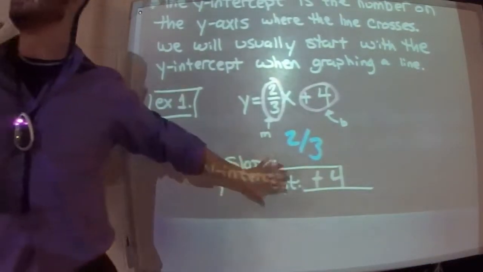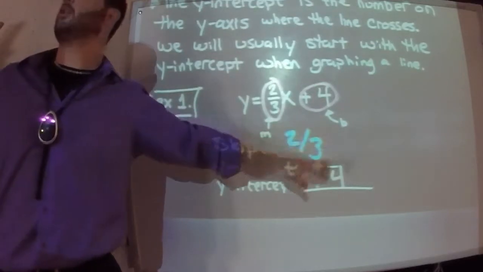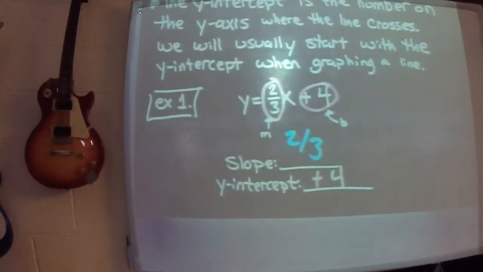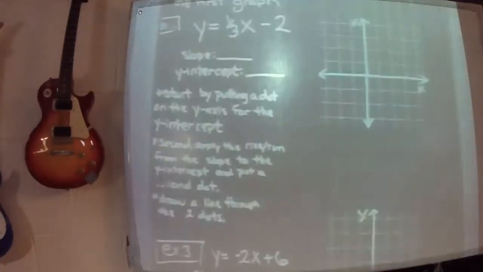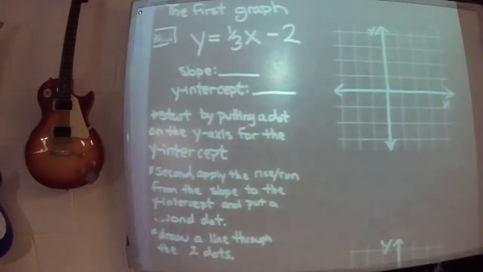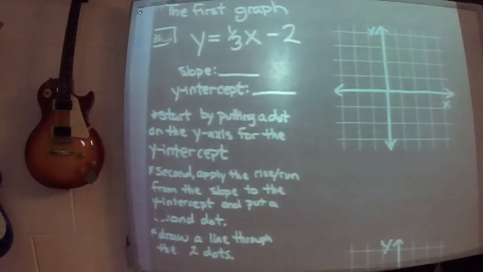The next thing we're going to do is talk about, once you identify the slope and the y-intercept, how do I make that line? So it starts on the next page where it says my first graph here. y equals 1/3 x minus 2. Okay, circle the slope. What is the slope? 1/3. Circle it.